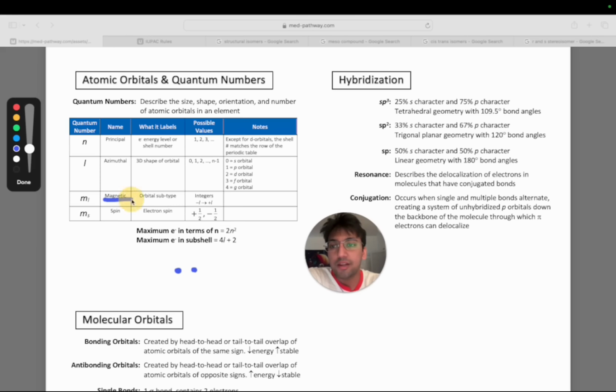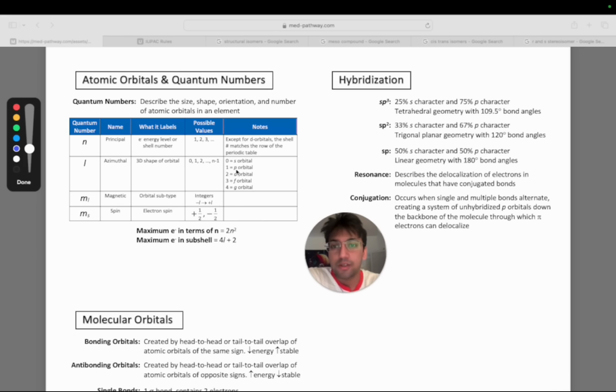Okay, then we have magnetic and spin numbers, and in Orgo class these were never explained that clearly. It's always kind of a hand-wavy explanation of what these mean. But basically magnetic, you can kind of think of it as a way to figure out how many orbitals exist in that type of shape.